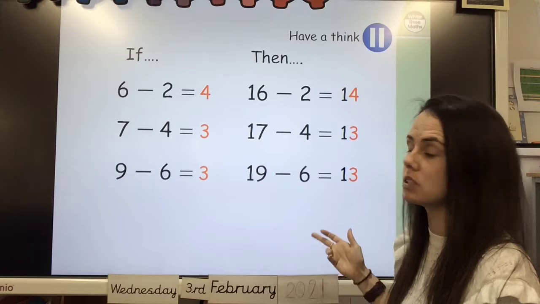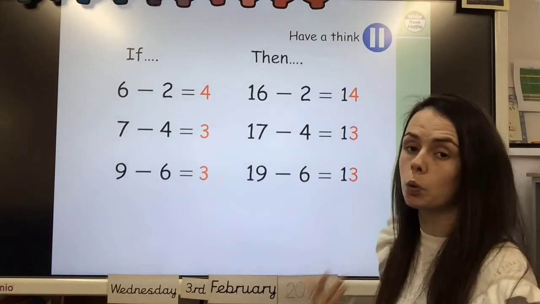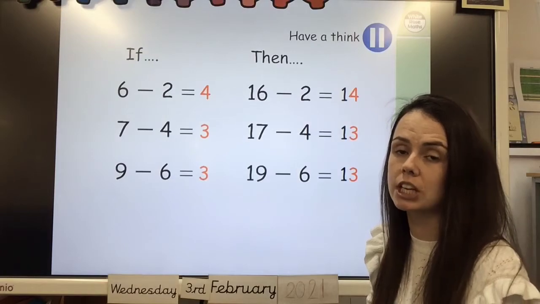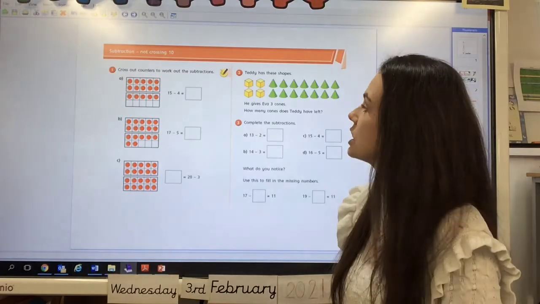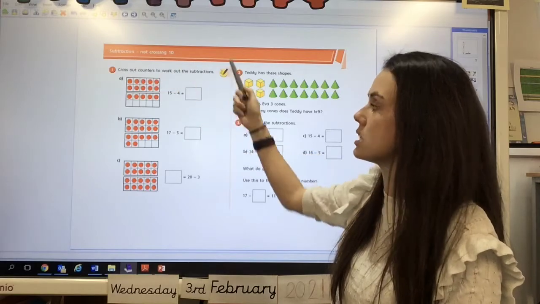6. Well done. 19 take away 6 equals 13. Well done, Year 1. Let's have a look at today's worksheet. Okay, here's today's worksheet. So we've got cross out counters to work out the subtraction.